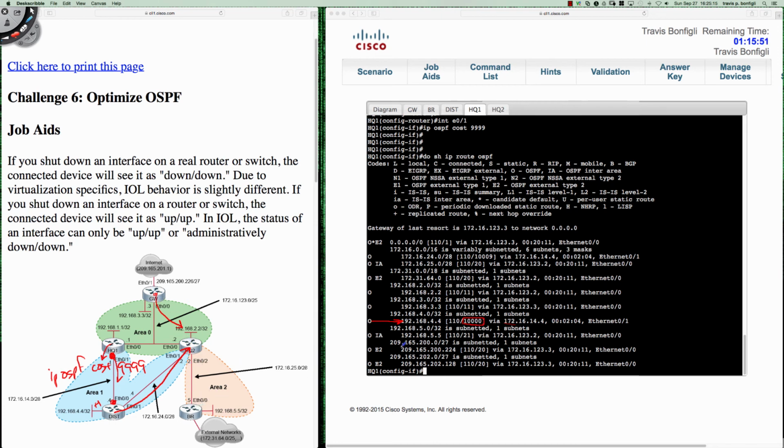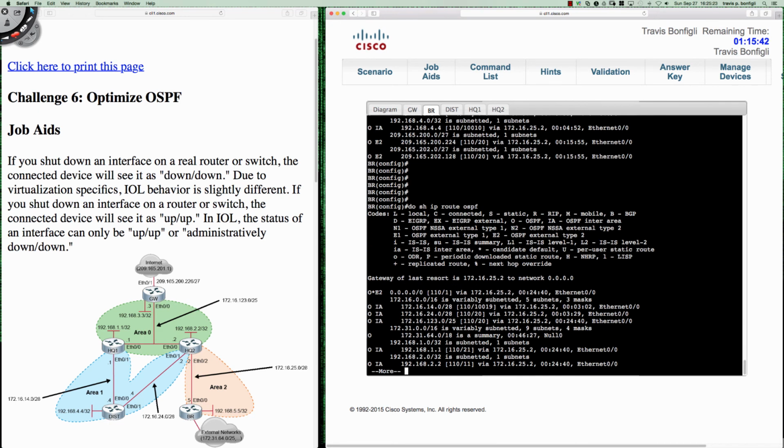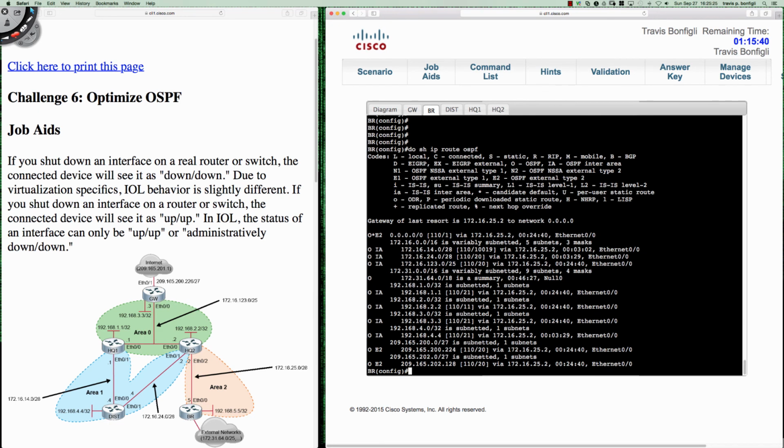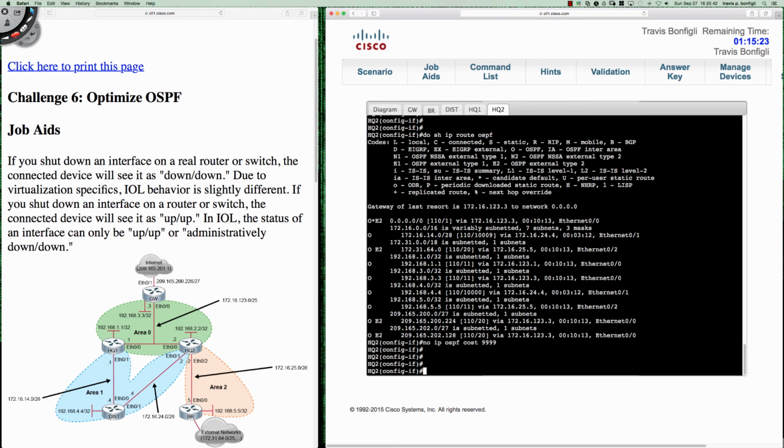Let's check from the branch router and see what direction it's going to come from there. So let's get over to the branch router. Show IP route OSPF, and it should take us obviously to router 2 because that's our only path out of there. Right, and you can see right here, 172.16.25.2. That's router 2. So the final thing we need to validate here is let's jump on HQ2 and see what direction HQ2 is going to go.